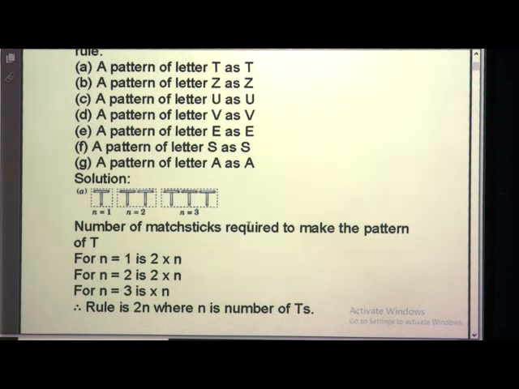3 2s are 6. So, the rule is 2n. The rule is 2n. It means 2 into n, 2 into the number of T's to be formed.